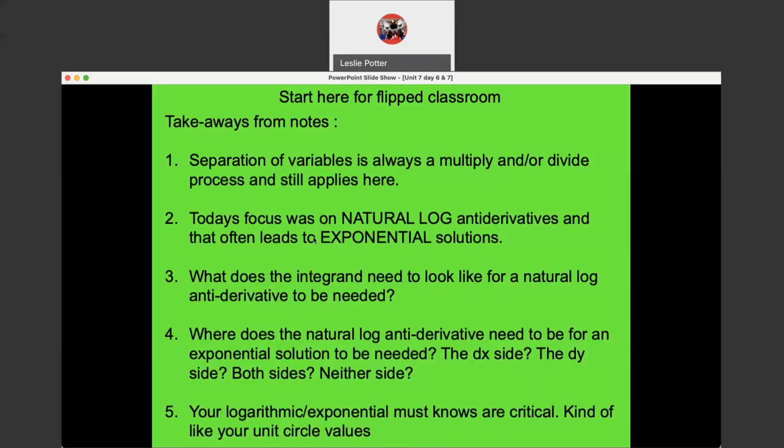When we get back into the classroom, we'll go over the takeaways and we'll work on our focus on logarithmic and exponential applications of differential equations.